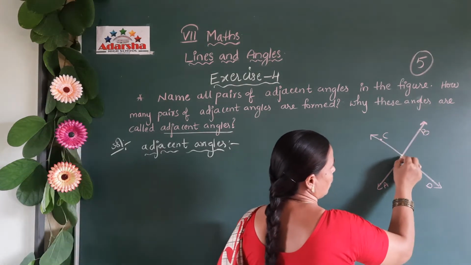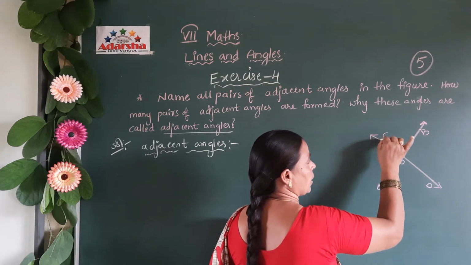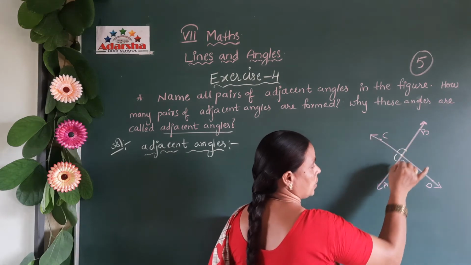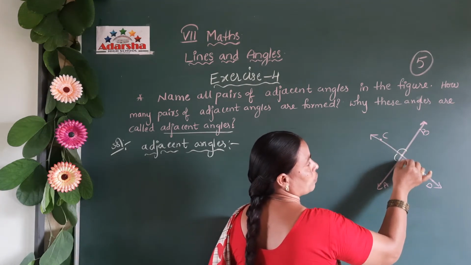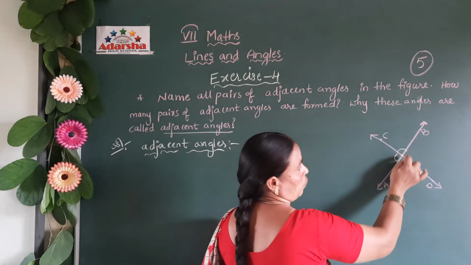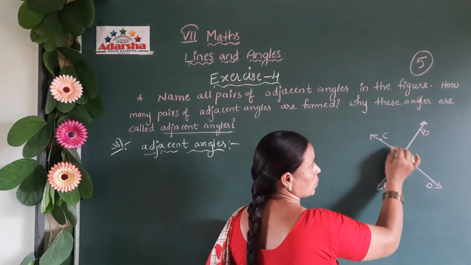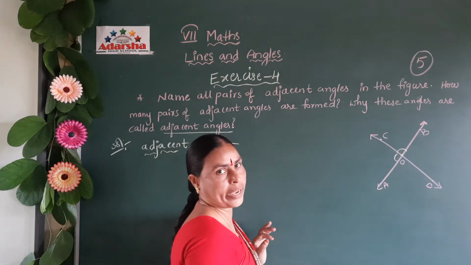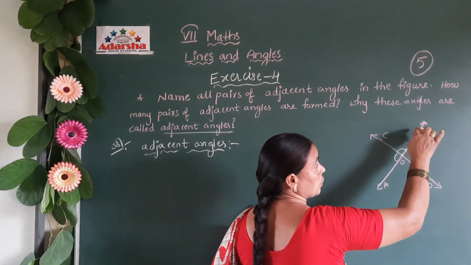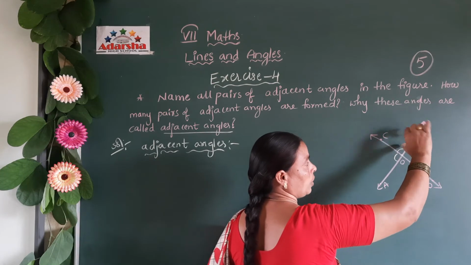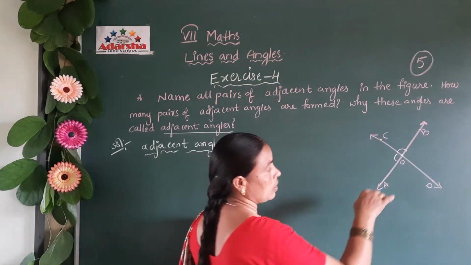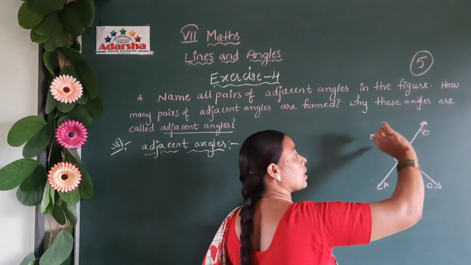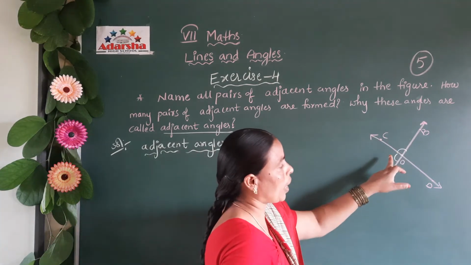Observe angle BOC and angle COA. Vertex is O for both the angles. BOC vertex is O, AOC vertex is O. That means these two angles have the common vertex. And what are the arms of this angle BOC? OB, OC are the arms of the angle. For AOC angle, OA, OC. OC is the common arm for these two angles.